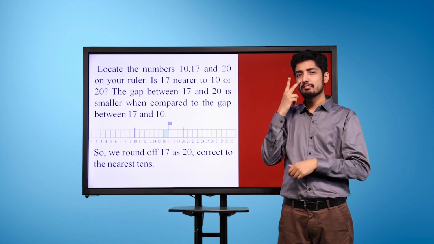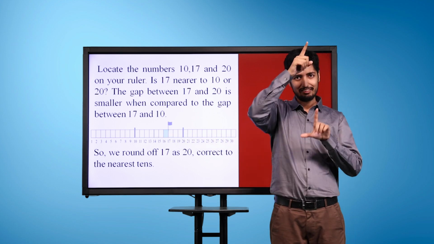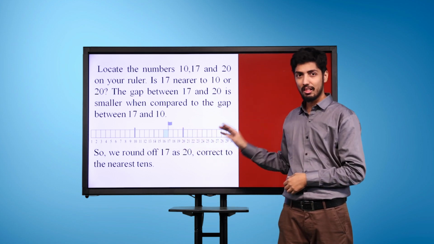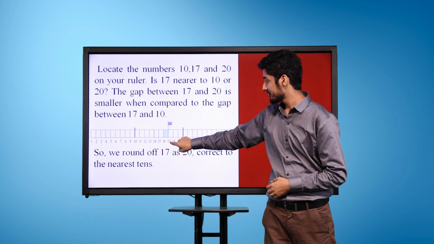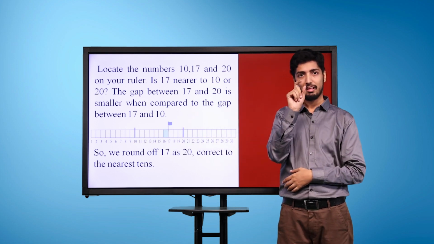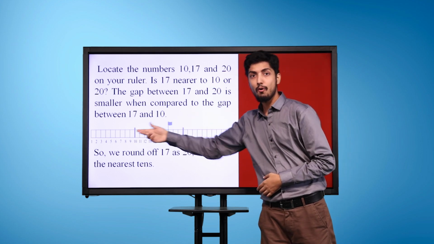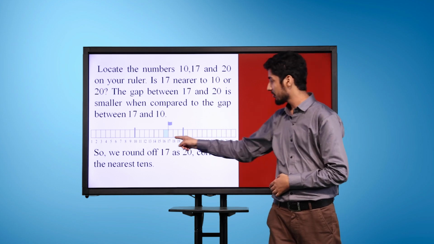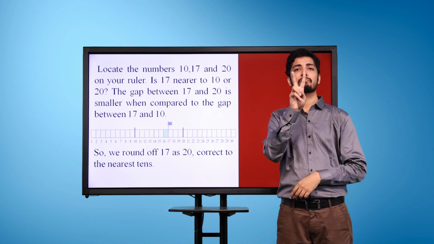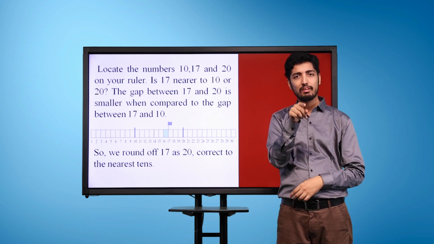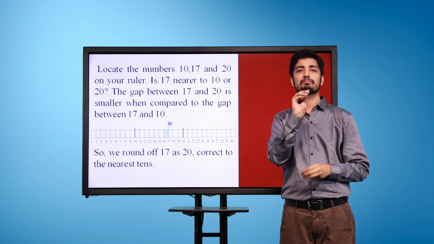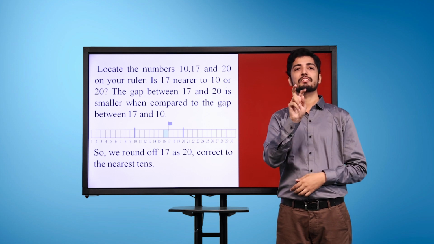Below this we have the picture of a ruler with divisions from 1 to 30 showing the centimeters of the ruler. The number 17 has a flag on it in the picture. Also, the numbers 10 and 20 have been highlighted. So, we round off 17 as 20, correct to the nearest tens.